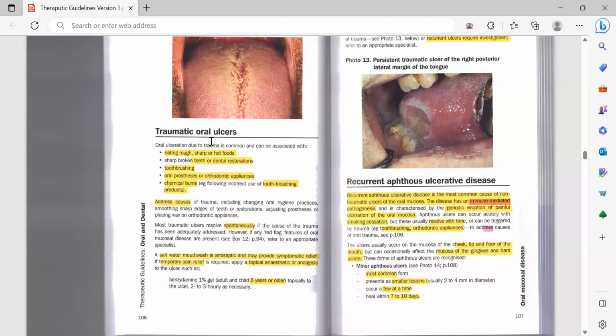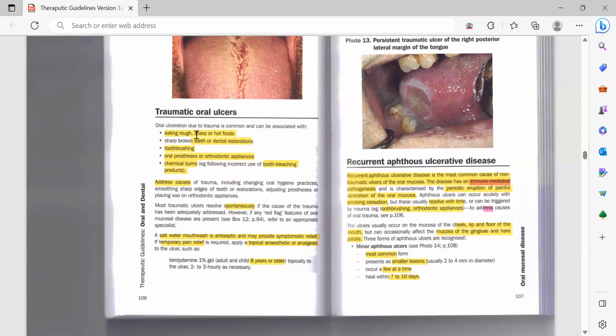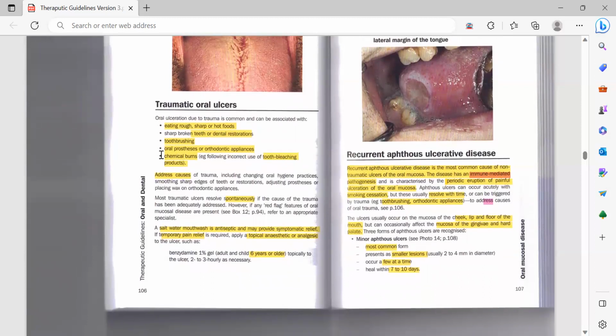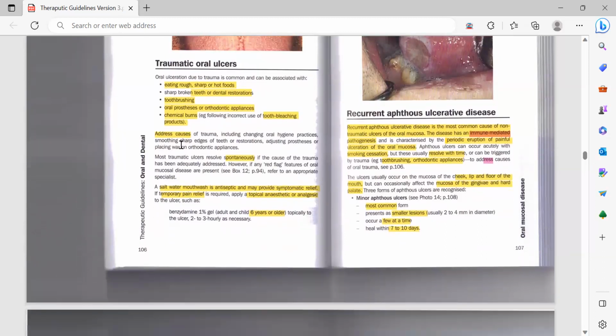Okay, so traumatic oral ulcers. Oral ulceration due to trauma is very common. It could happen through eating rough, sharp or hot food, or due to sharp, broken teeth, or any dental restoration, or toothbrushing, or any oral prosthesis or orthodontic appliances that the patient might be wearing, or due to a chemical burn, such as tooth bleaching products. So address the causes of trauma first.